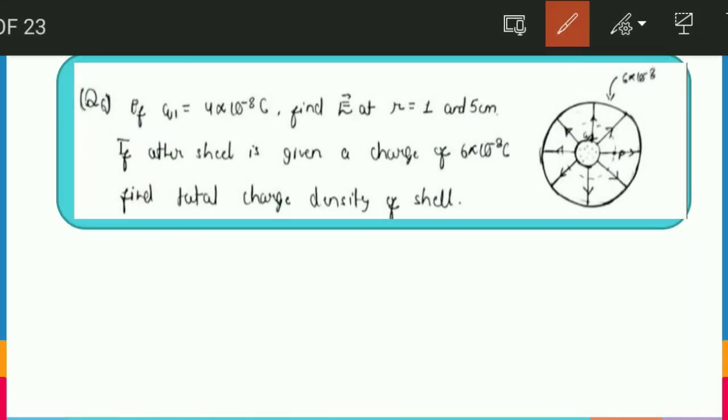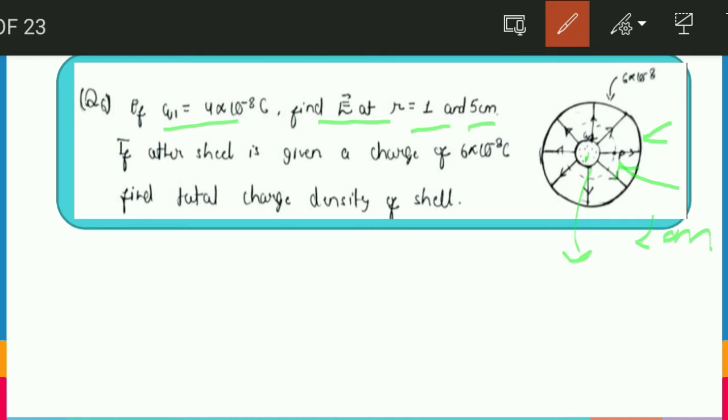So yes friends, let's see this question, how we have to do this. What the question says, if q1 equals 4 into 10 to the power minus 8 coulomb, actually q1 is the charge on this sphere, and we have to find the electric field. Actually friends, I have made a mistake in writing the question. We have to find the electric field at point P, which is 2 centimeter away from the center of the sphere, this sphere. If r1 is the radius of the sphere, and r2, 5 centimeters, is the radius of this shell. Yes, I hope you are clear with what the question says.